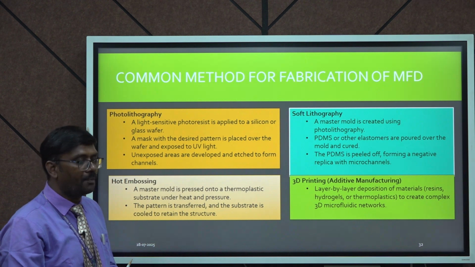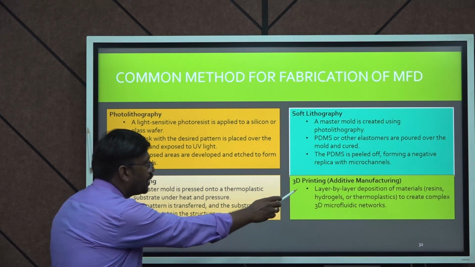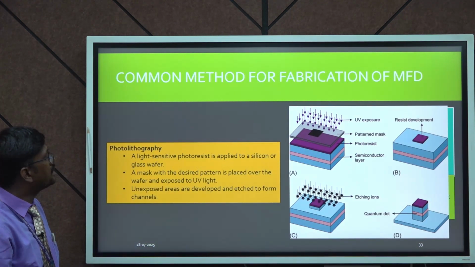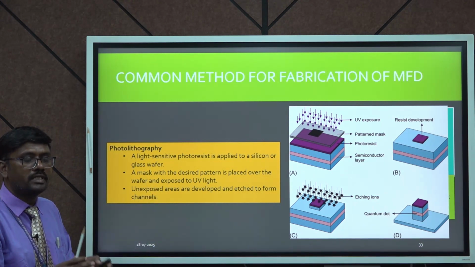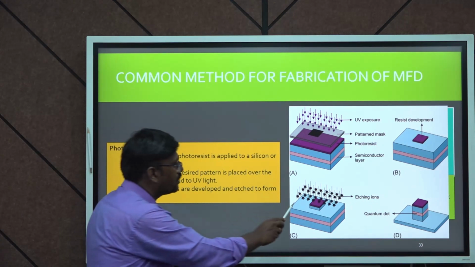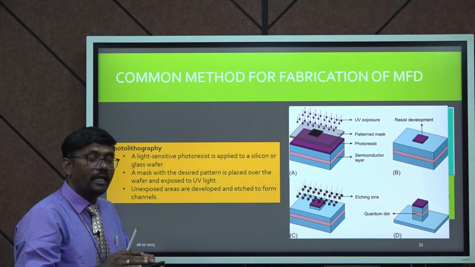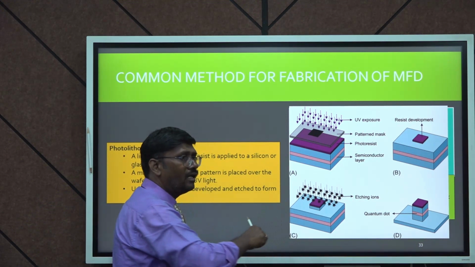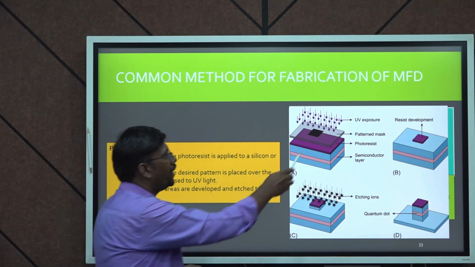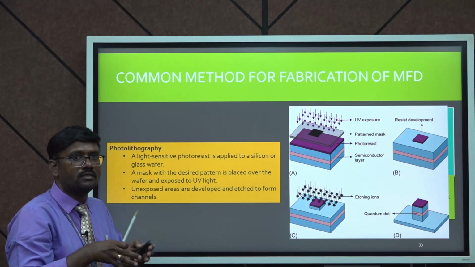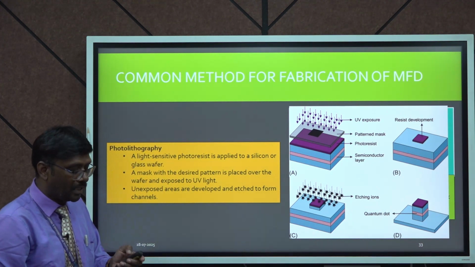There are different methods to fabricate: photolithography, soft lithography, hot embossing and 3D printing. Let us see a few examples. Photolithography is one method where the photoresist gel is polymerized on the surface of the device, and it is allowed to etch to create a structure according to your design. Then it is exposed to UV, and only the UV exposed area becomes stable, the remaining area gets dissolved, and it creates a structure. This is called a photolithographic based device.